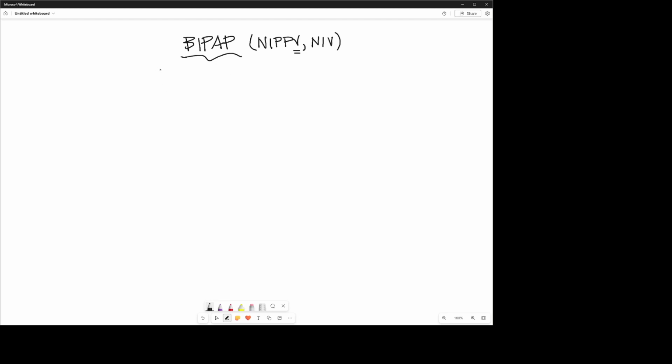So settings, once again, are going to be the inspiratory positive airway pressure, IPAP for short, and then the EPAP, which is expiratory positive airway pressure. Those are your basic settings, and then you're going to have a rate or a backup rate. Sometimes I'll call it BUR or just RR as a set. And then you're going to have an FiO2 setting, the fraction of inspired oxygen setting. So those are your basic settings for BiPAP.